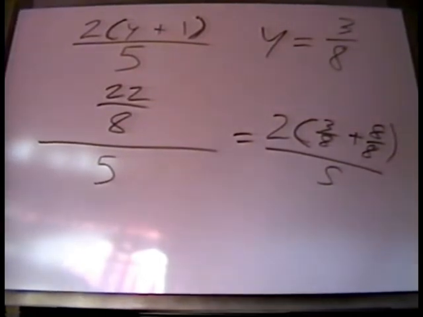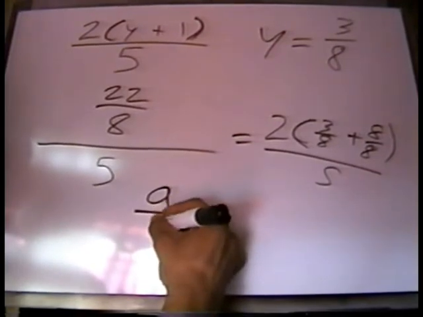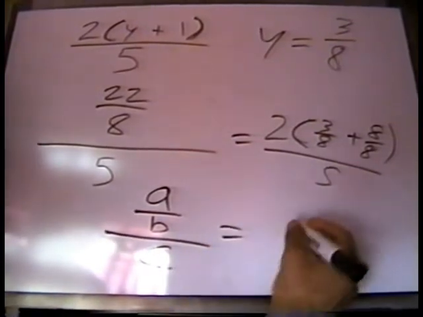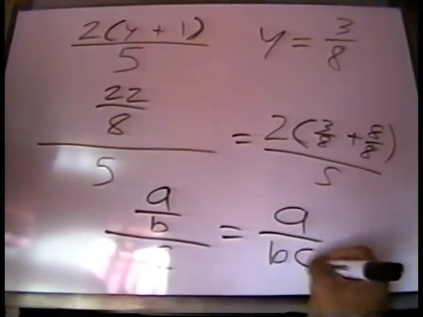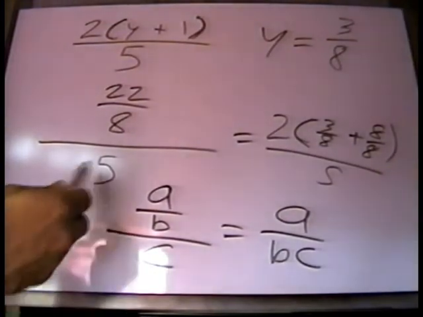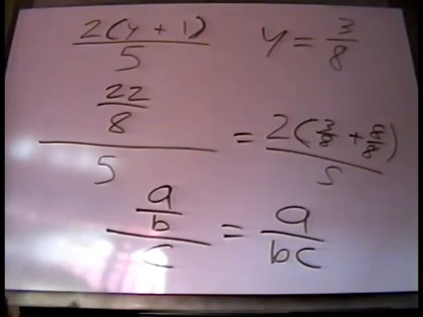Divided by 5. Now here, I'm just going to give you the answer. Anytime you have a fraction, and then you're dividing that by a number, you put that in this form. Okay? So this 8 drops down. And you multiply it by whatever's in the denominator.